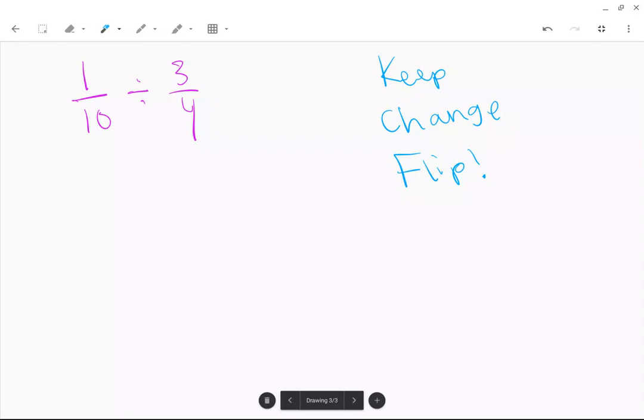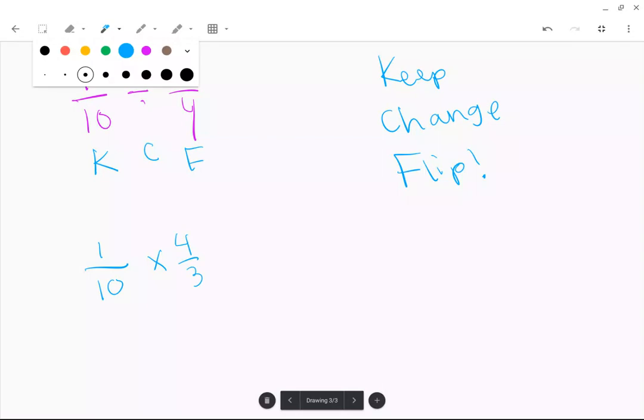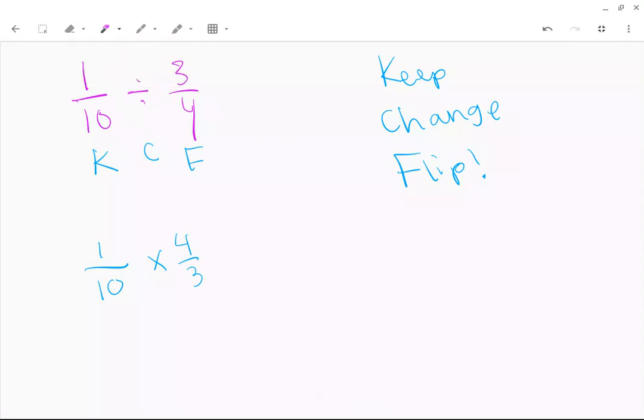I'm going to keep my first fraction the same, so I'm going to keep 1/10. I'm going to change my operation to the inverse, so I'm going to change division to multiplication. And I'm going to flip my last fraction to give me the reciprocal. The reciprocal of 3/4 would be 4/3. Now again, same thing.